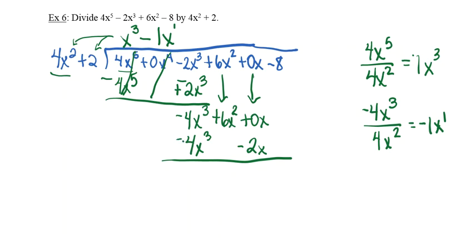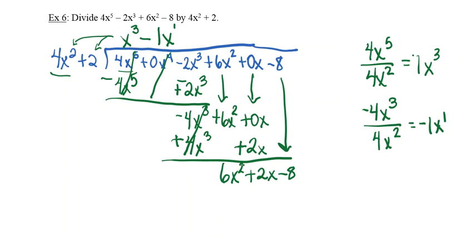So now I'm going to subtract these negatives, which are going to turn them into positives. My negative 4x cubed plus 4x cubed is gone. I don't have anything to add my 6x squared yet, so I'm just going to bring it down. I have 0x plus 2x, which is 2x. I'm going to go ahead and drop this negative 8 and see if I need it.